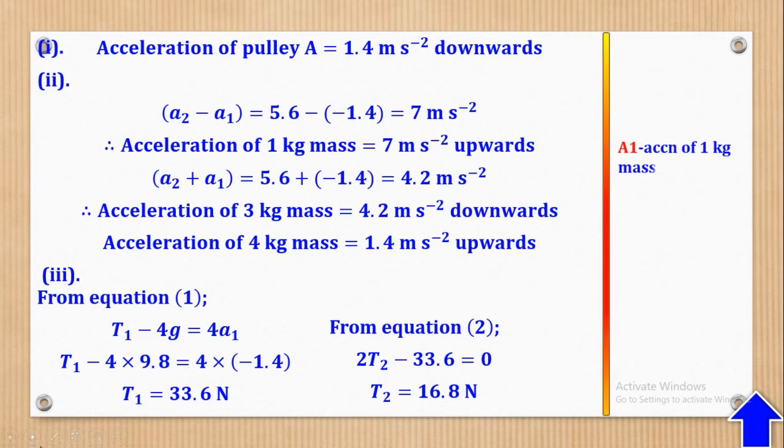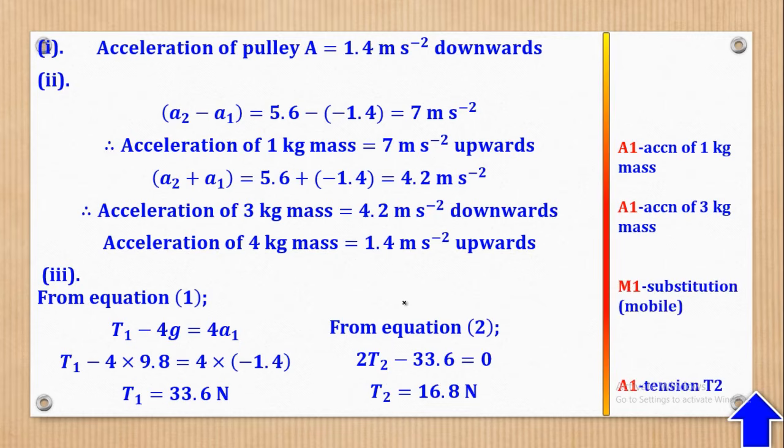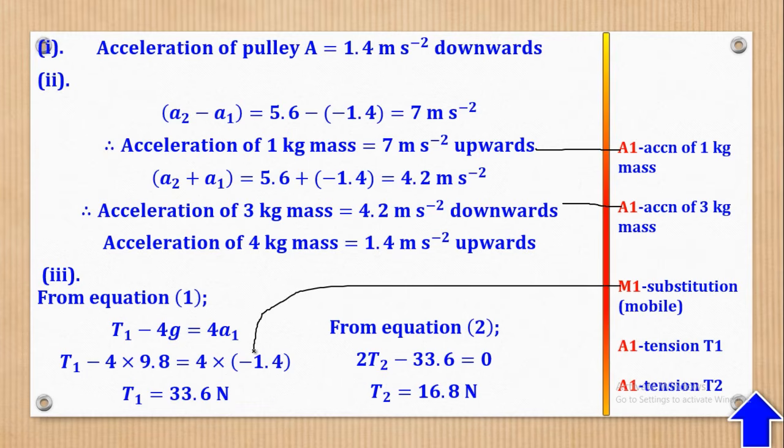Now let's see how marks can be awarded. So A1 for acceleration of the 1 kilogram mass, A1 for acceleration of the 3 kilogram mass, M1 for substitution here, and it's mobile, meaning it can be given at this step or at this step. Then A1 for T1 and A1 for T2.